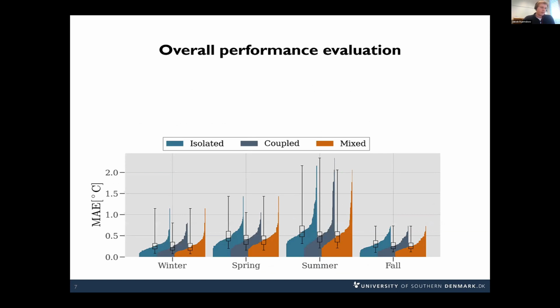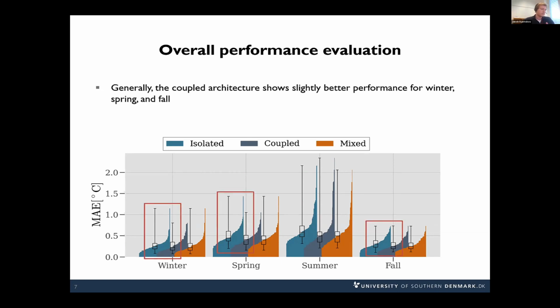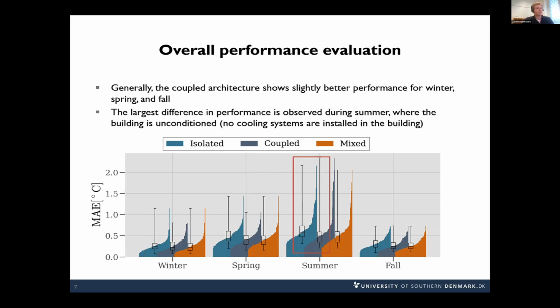Okay, so now we have the data sets. We can actually train the two different models for all our 70 spaces. And we can look at how the different models perform across different seasons. This assessment you see right here is of course performed on the test data set. What we see is that generally the coupled architecture performs slightly better than the isolated one for the winter, spring, and fall seasons. But interestingly, when we look at the summer season, we see a quite big difference in performance, where the median error of the 70 spaces for the coupled model is much lower than the median for the isolated spaces.